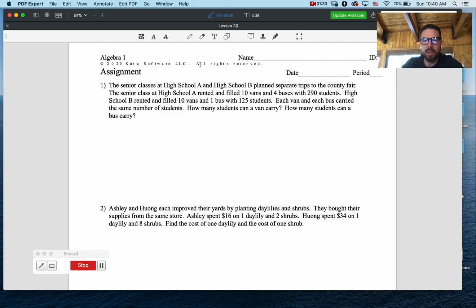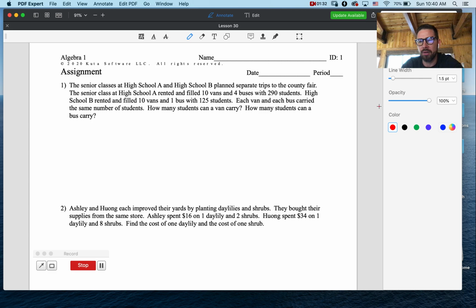But let's go ahead and read this, and I'm going to make it real for you. It says the senior class at high school A and high school B planned separate trips to the county fair. The senior class at high school A rented and filled 10 vans and 4 buses with 290 students. High school B rented and filled 10 vans and 1 bus with 125 students. Each van and bus carried the same number of students. How many students can a van carry? How many students can a bus carry?